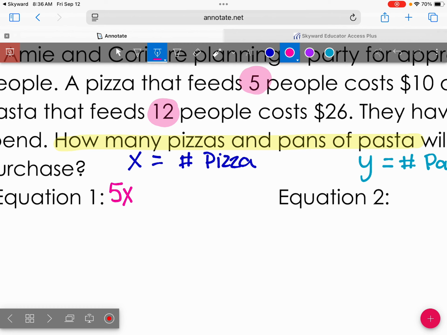And if each pasta feeds 12 people, how can I write that? Careful, 12y. And I want the number of people that can eat pizza and the number of people that eat pasta to combine to make 75, right? So we want to combine them to make 75 people.